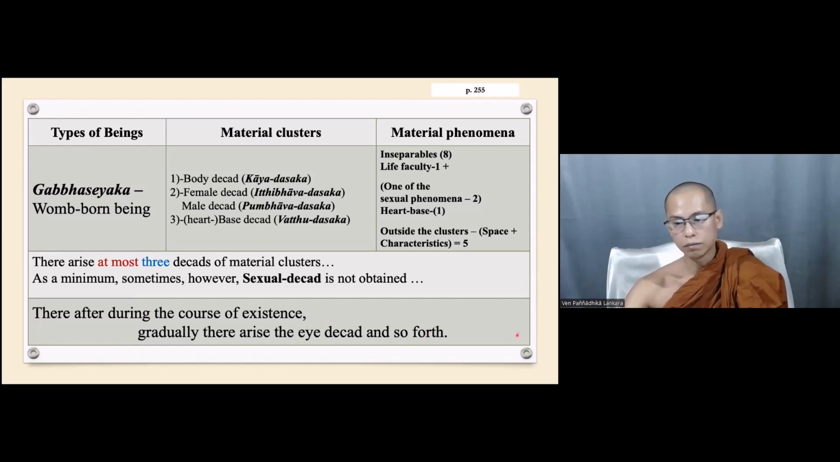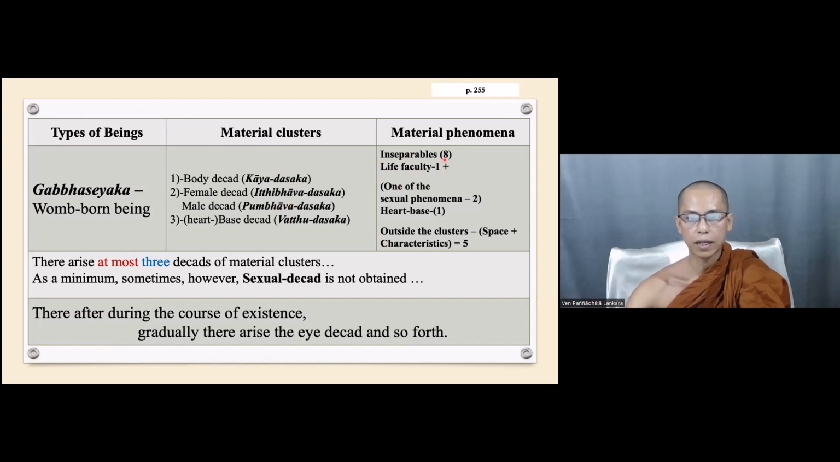And for some beings in the egg, thereafter, during the course of existence, gradually the eye decade and so forth arise. So some weeks later, the eye decade, etc., continue in this way during the course of existence. For each individual, 27 materialities, and then other types of clusters produced by the 4 originations can be found in the process of materialities. So here also, basically we can find them because they are produced by kamma.